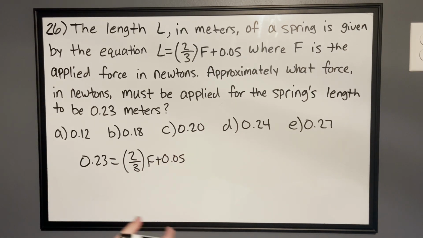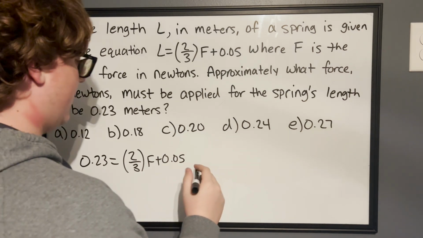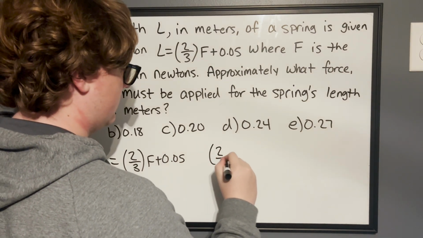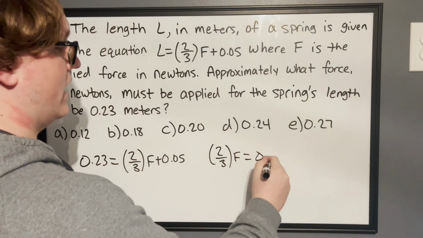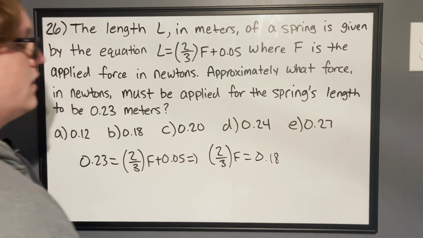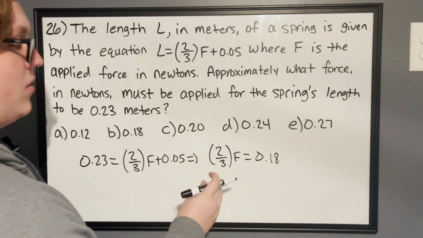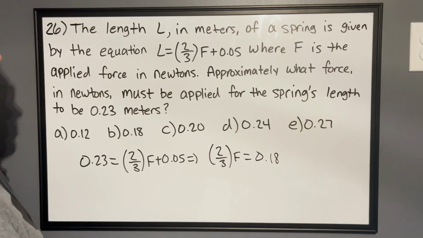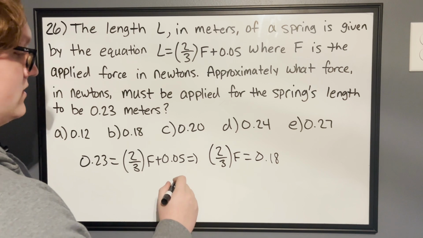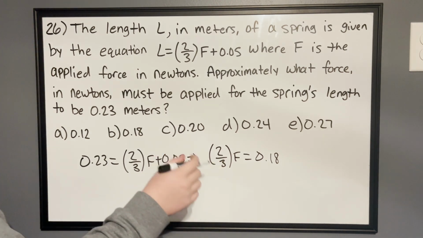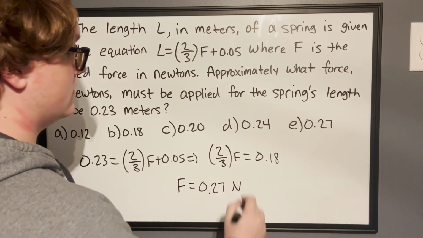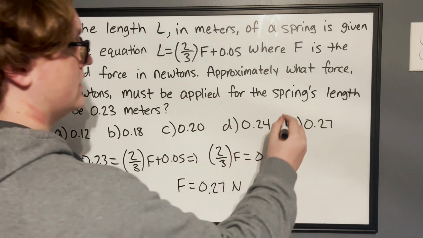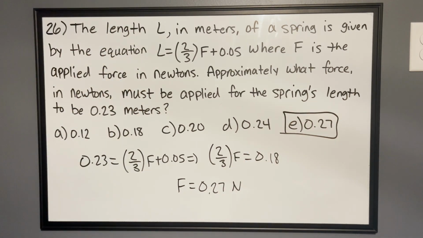Now to solve for F, we need to get it by itself. So let's subtract both sides by 0.05. So that tells us that 2/3 F is equal to 0.23 minus 0.05, which is 0.18. Now to solve for F, we need to multiply both sides of the equation by 3 halves. When we do that, we get rid of the 2/3. F is on its own, and that is equal to 0.18 times 3 halves, which is 0.27, and that's in newtons. So our answer is going to be E, 0.27 newtons. So that's the end of question 26. Let's move on to 27.